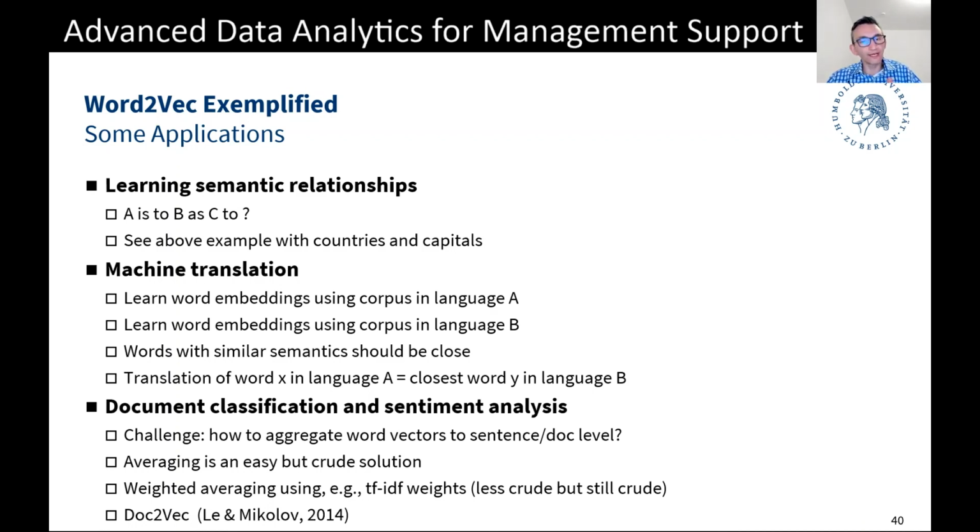And to make it a little more powerful, maybe you weight the word vectors in your averaging using, for example, TF-IDF weights, a bit less crude, still crude. These are just some ideas. As a matter of fact, there is a nice paper co-authored by Mikolov, who was the first author of the famous Word2Vec paper, where they proposed Doc2Vec. So same idea, just that you don't embed a word, but a full document.